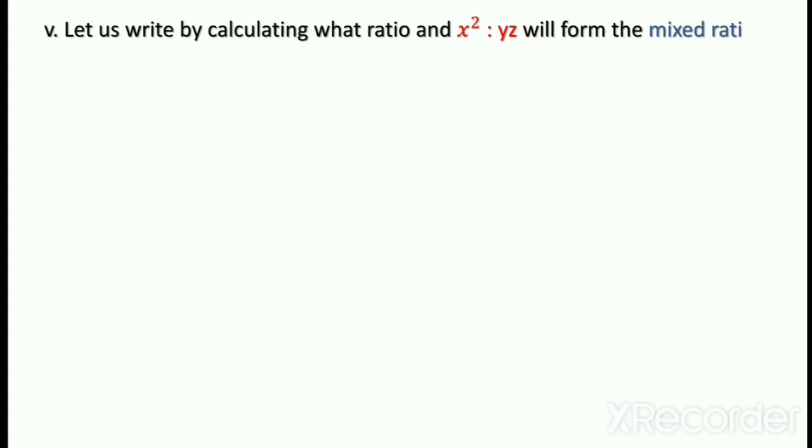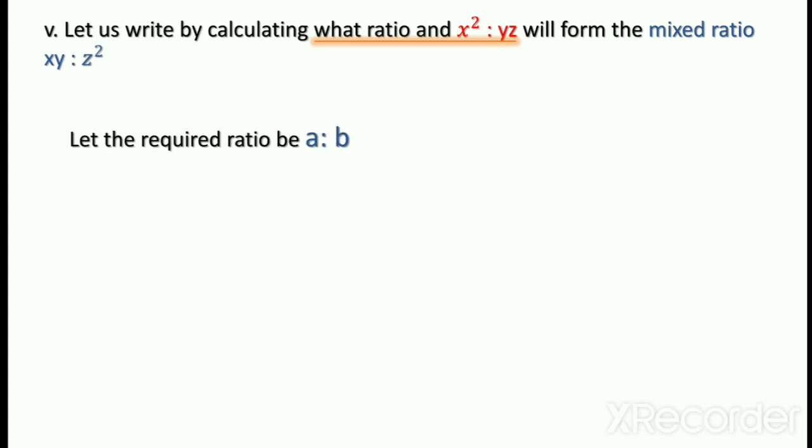Let us write by calculating what ratio and x square is to 4z will form the mixed ratio. So a very important thing to know here is what ratio the question says. We do not know the ratio actually. So there are 2 ratios and we have found the mixed ratio of them, and the mixed ratio is xy is to z square. Since we do not know the ratio, let the required ratio be a is to b. How to find the mixed ratio, the compound ratio?